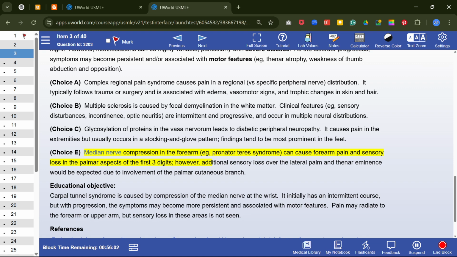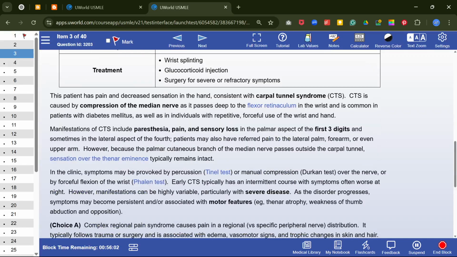Got it? So for pronator teres syndrome, you need all these sensory losses like thumb, index finger, middle finger, as in this stem, but along with that we need loss over the lateral palm and thenar eminence due to involvement of the palmar cutaneous branch. Okay, now look at carpal tunnel syndrome. This patient has pain.